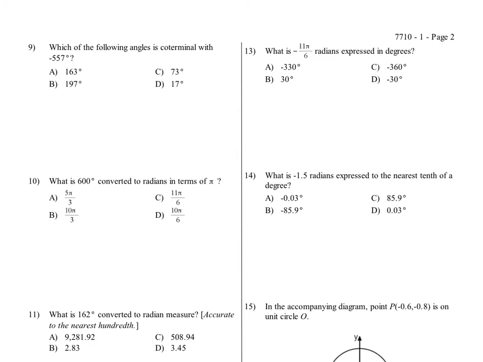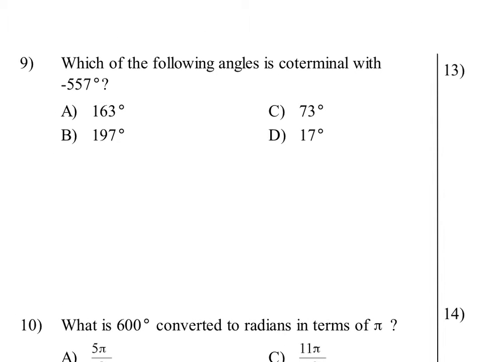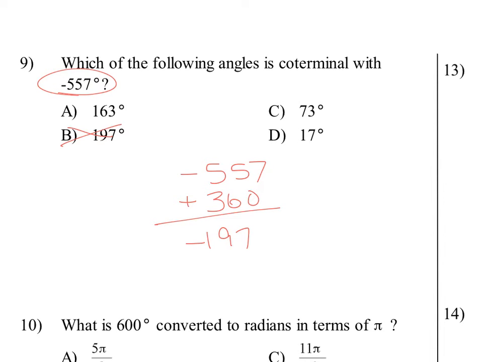Page 2. Which of the following angles is coterminal? Same deal. This is a negative 557. So I have to add 360 to get to be positive. Negative 197. That is not positive 197. So I'll do it again, add 360 again. And I get 163. There we go.